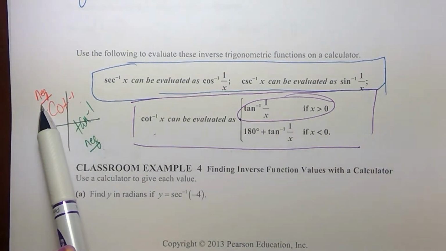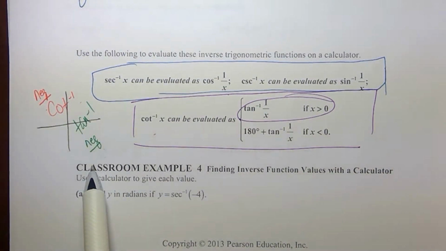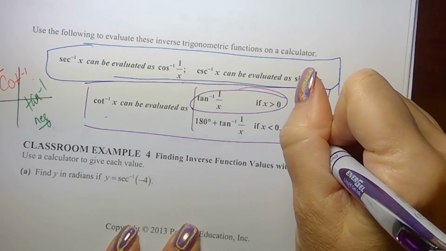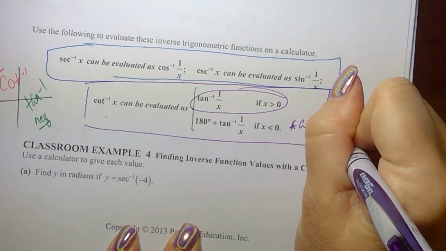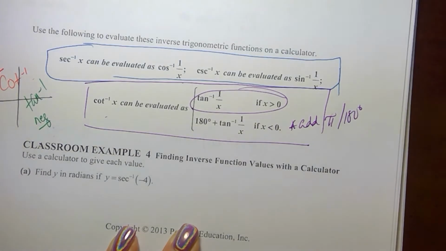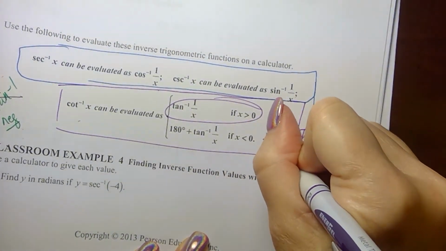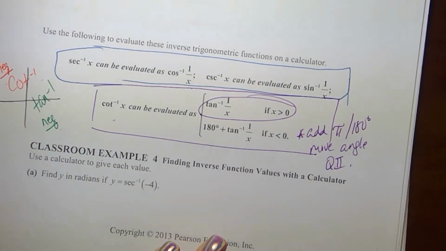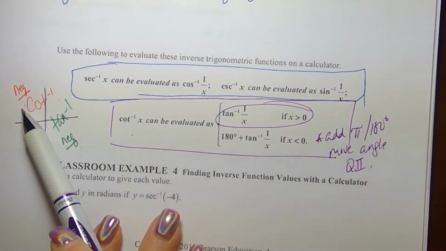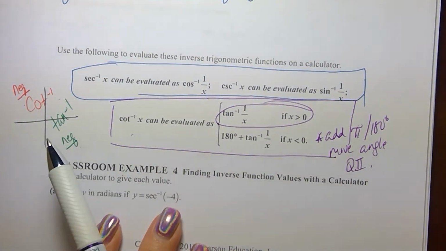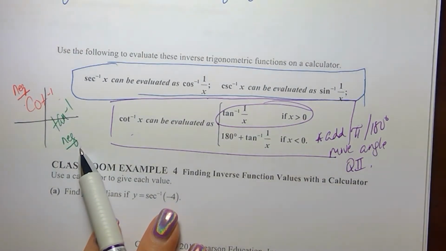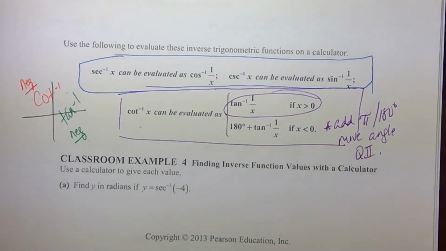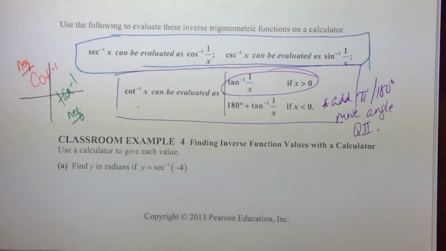I'm wanting an angle in quadrant 2, but I get an angle in quadrant 4. So I have to remember to rotate that around. If I add either pi or 180 degrees, depending on if I'm in degrees or radians, it will move my angle from quadrant 4 to quadrant 2, because cotangent inverse is defined for negative values in quadrant 2. Tangent inverse is going to return an angle in quadrant 4. That's the only situation where I have to worry about it. Otherwise, what I get from my calculator is going to work.